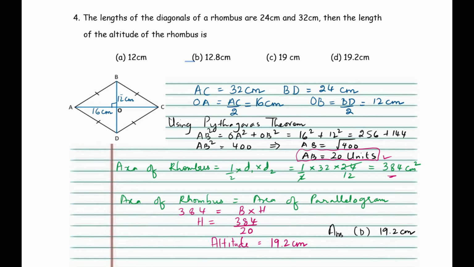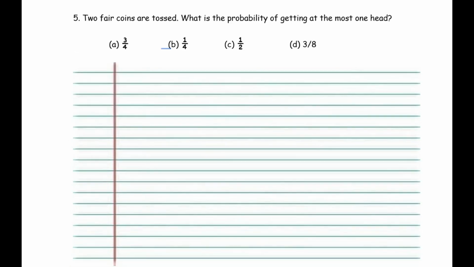First we need to find out the base, that is base of the side, by using the Pythagoras theorem. Then we need to find out area of rhombus, which is equal to area of parallelogram. Area of parallelogram is base into height. Base we have calculated, it has 20 units, and altitude equals 384 divided by 20, which is equal to 19.2 centimeter.